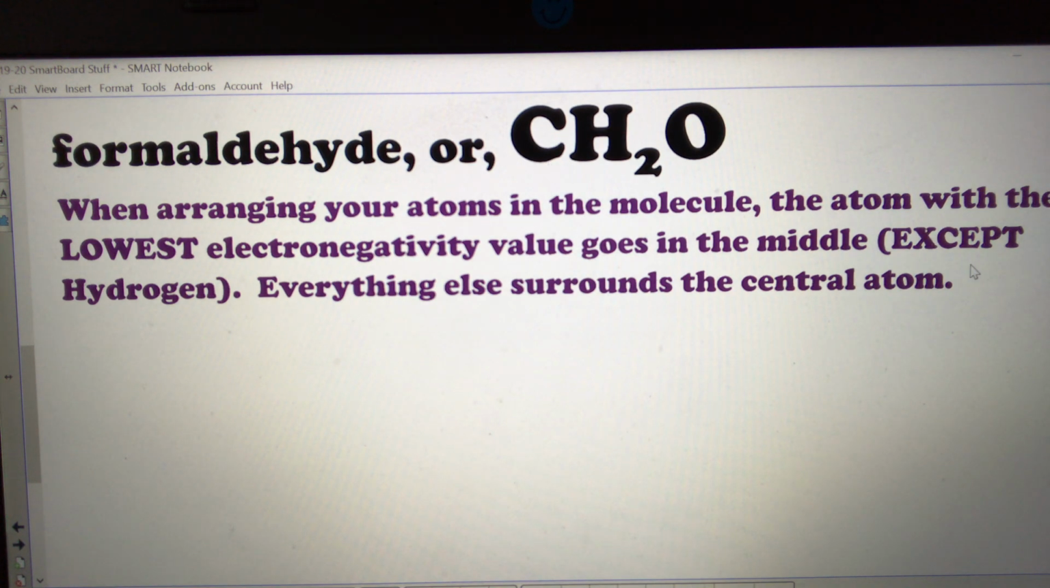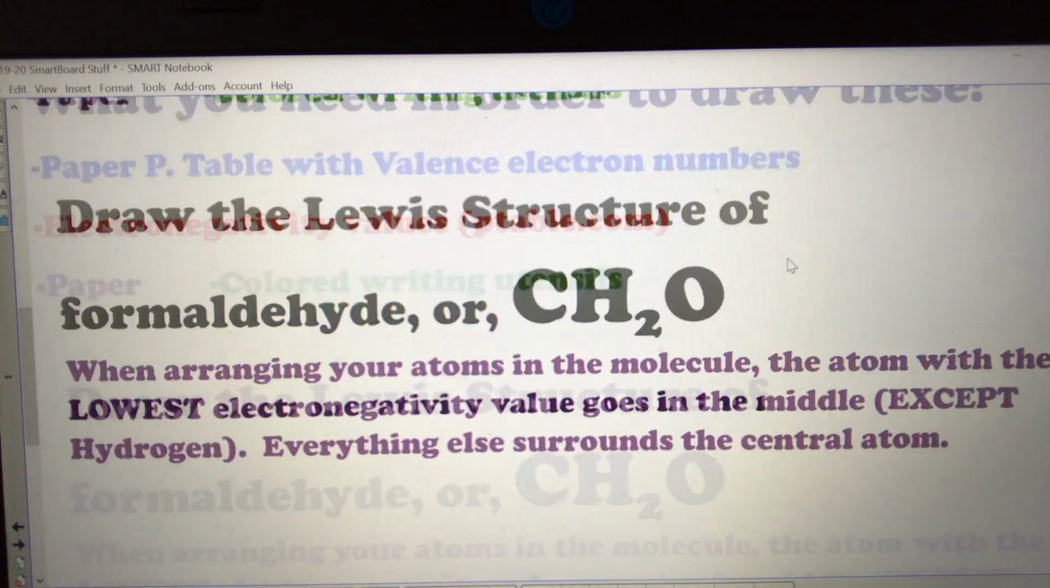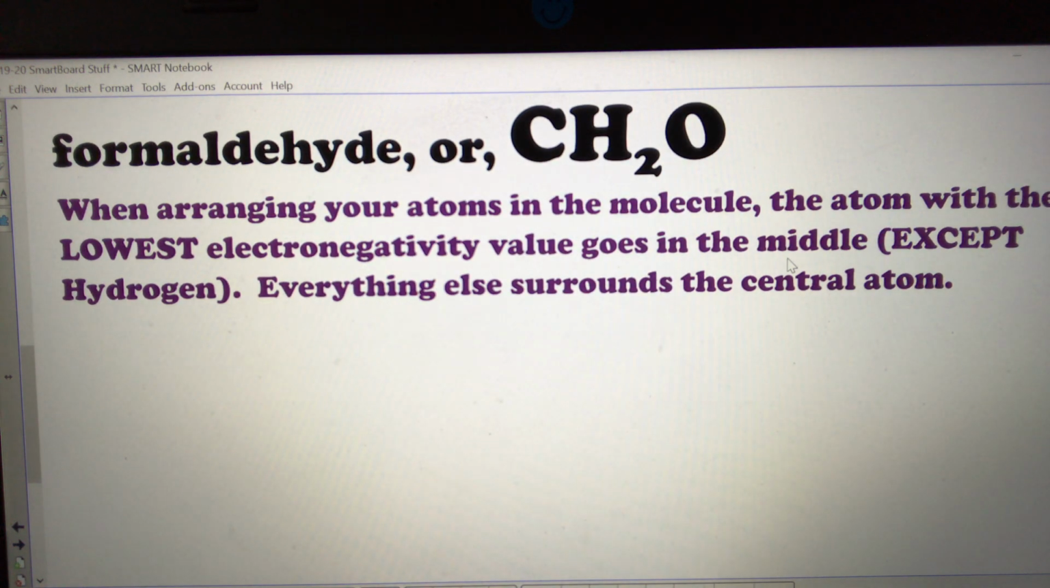To draw Lewis structures, it's similar to last week, where we have to make every atom happy in the molecule. If I look back to my periodic table, every atom wants to be like a noble gas. It wants to have the same number of valence electrons as the closest noble gas here in group 18, the noble gas group. So we're going to try to show that by drawing a structure.